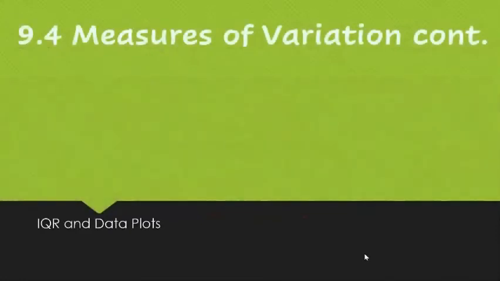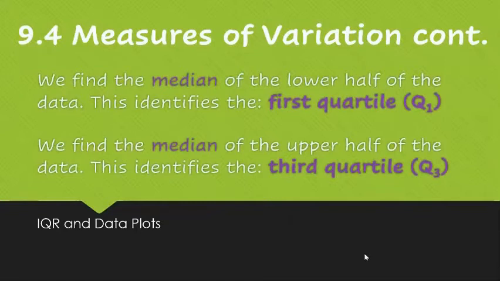As we look further at our measures of variation, we need to identify the first quartile and the third quartile as well. Once quartile 2 has been identified, we will use the lower half of the data and find its median, and this will identify our first quartile. We then find the median of the upper half of the data, and this will identify our third quartile.